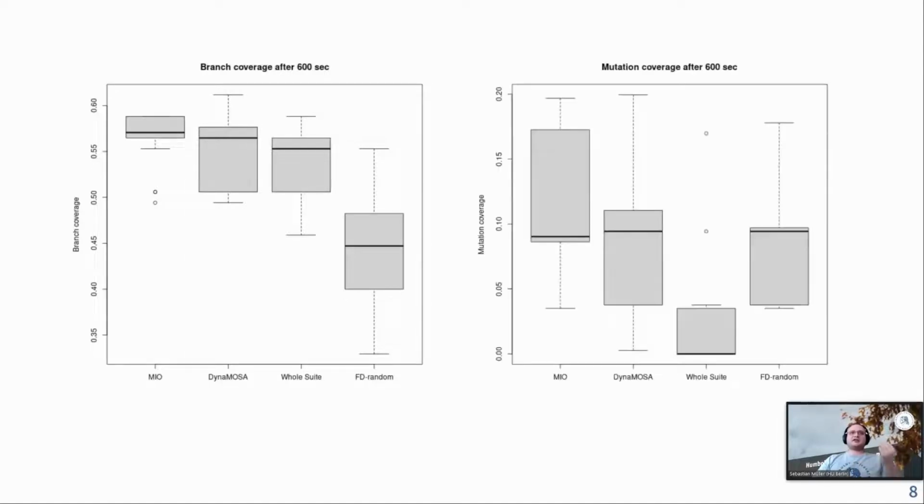If we now take a look at the mutation coverage as well, we see how little the automated test case generation approaches were able to actually create sensitive test suites. This is unfortunate, and we also noted that for some reason that we couldn't explain, the whole suite fared even worse than the FD random approach.